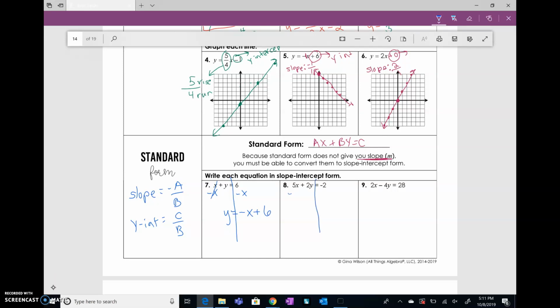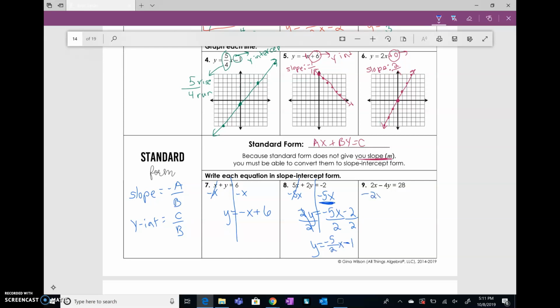Right here, I'm going to take away 5x. Take away 5x, so I get 2y. And this is good practice for algebra 2 because you have to do this kind of solving. So I'd like to write my x term first, and then -2 comes here. Then I divide by 2, divide everything by 2. So I get y equals -5 over 2 x, and then -2 divided by -2 is a -1.